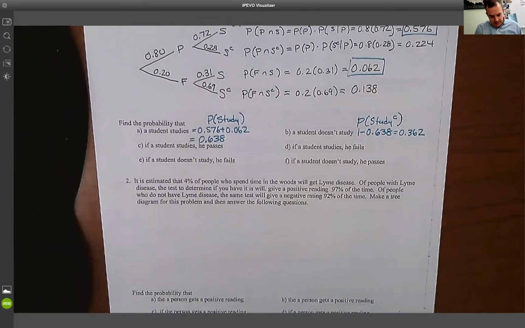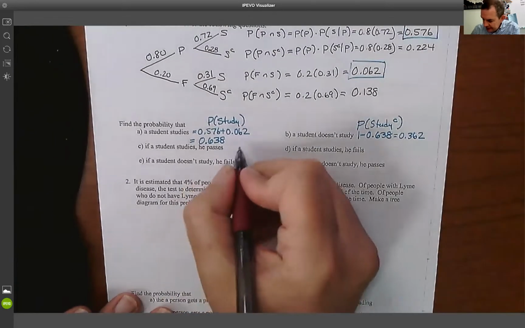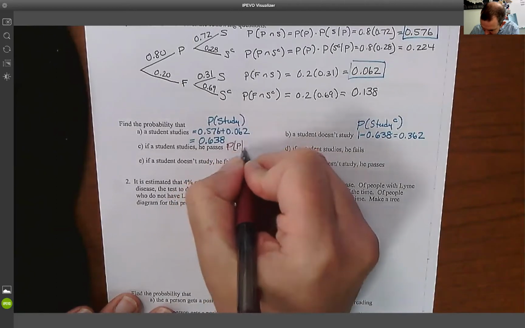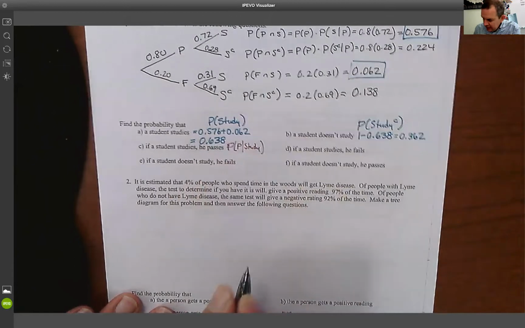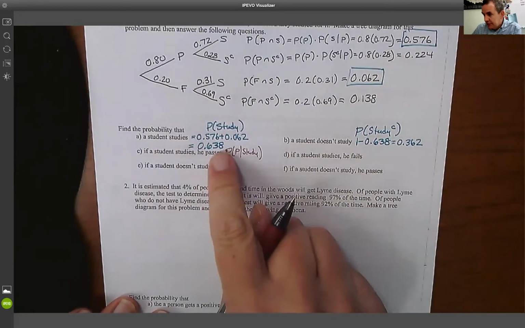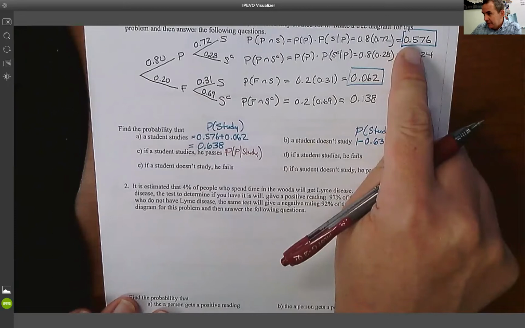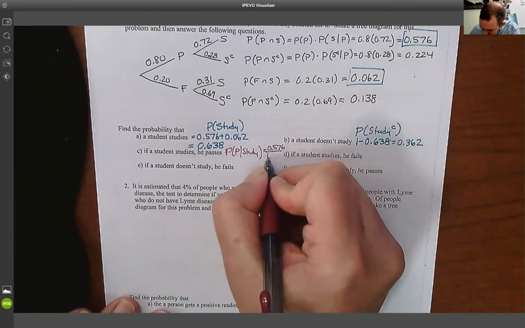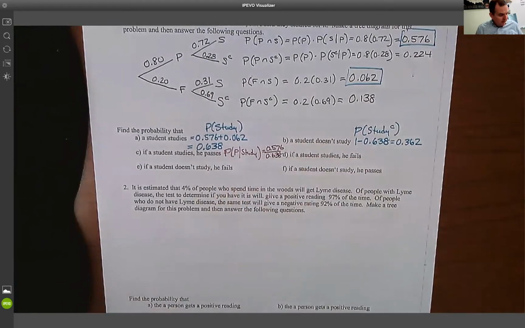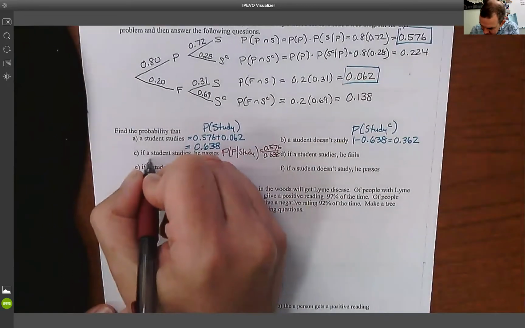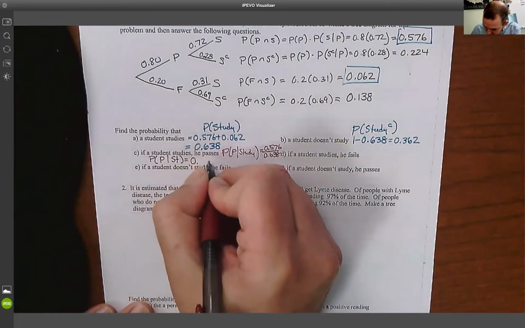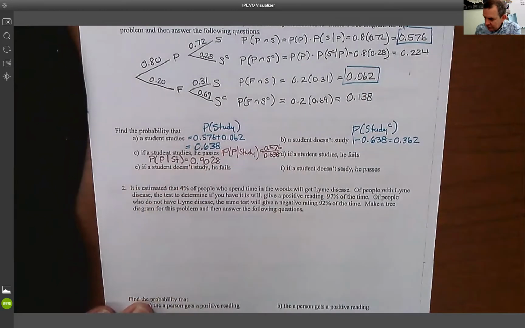Okay. Now the next question says, if a student studies, that he passes. So what this is saying, what is the probability that that student passes given that he studied? So it's basically asking what proportion of this 63% were the passes. So it's going to be 0.576 divided by 0.638, and 0.576 divided by 0.638 says there's about a 90% chance. So the probability that someone passed, given that they studied, is 0.9028. So about a 90% chance.